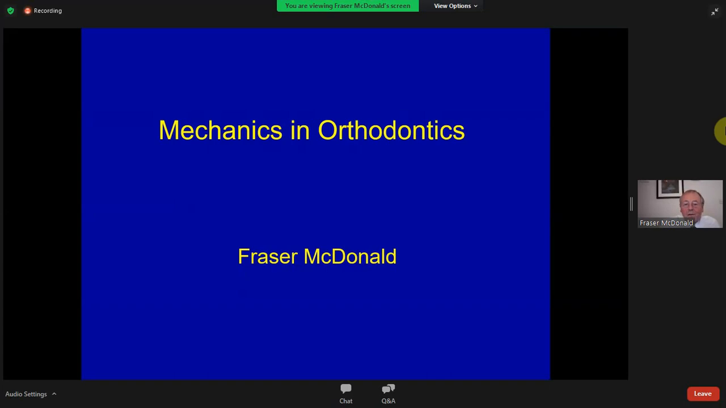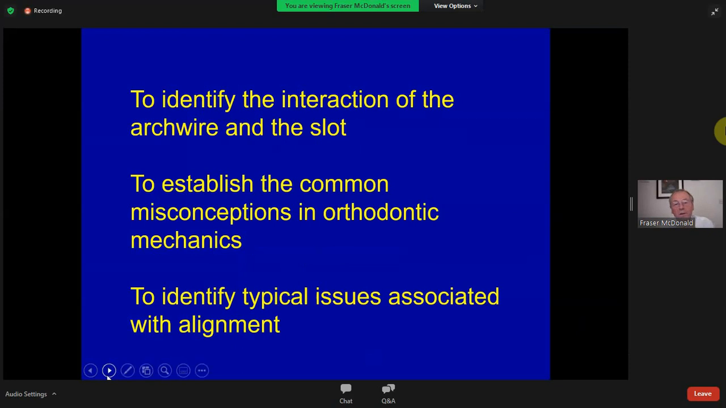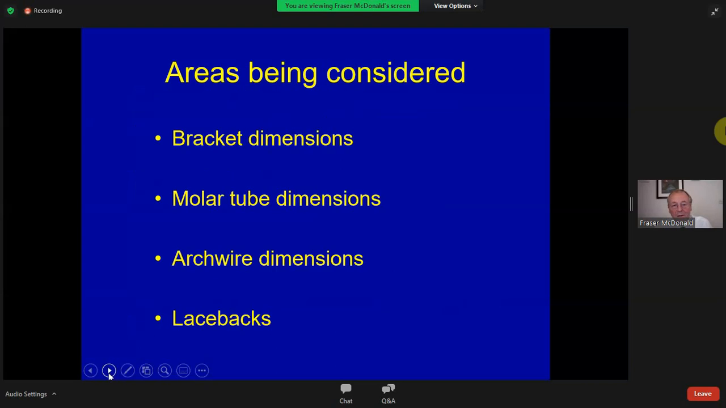So let's go through the things that we can. All right. So the 3 aims or objectives: identify the interaction of the archway and the slot, establish the common misconceptions in orthodontic mechanics, and to identify typical issues associated with alignment. Now, it's all going to be merged into one. We're not going to have many clinical things, but hopefully you will start to ask questions yourself next time you pick up bits and pieces with regard to orthodontic equipment that in theory should be fairly standardized.